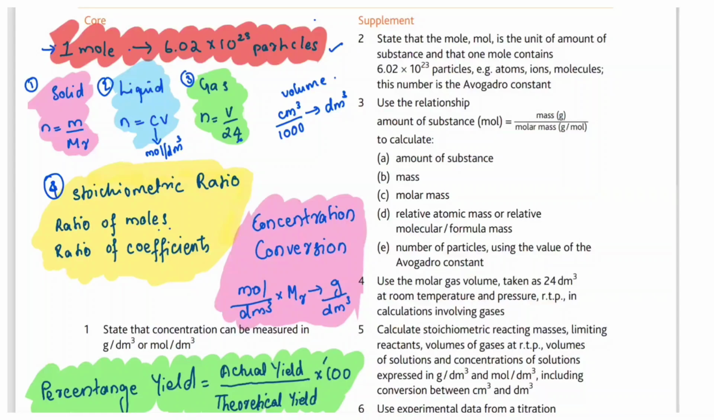And then you also need to understand the conversion of concentration. The concentration will always be given in mole per decimeter cube, but sometimes the concentration will also be given in grams per decimeter cube. If that is the case, we have to convert mole per decimeter cube into grams per decimeter cube by multiplying it with MR. So mole per decimeter cube into MR will give you the concentration in gram per decimeter cube.